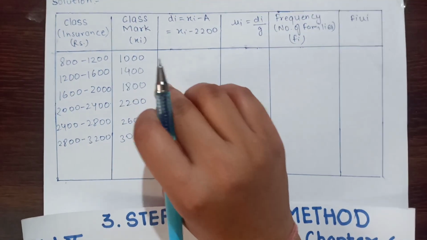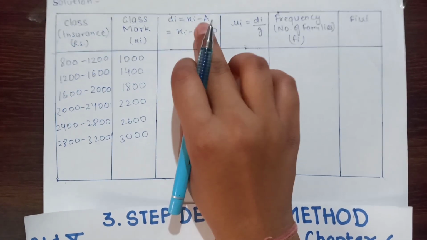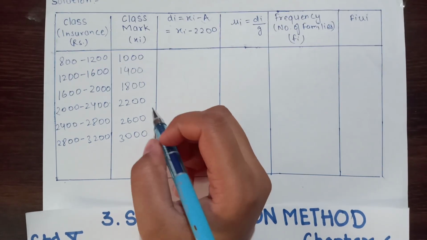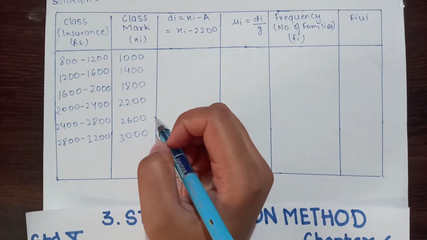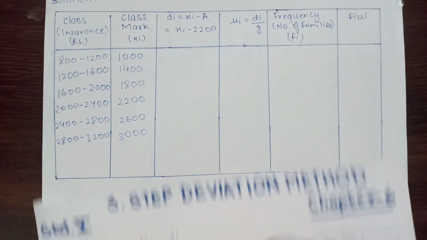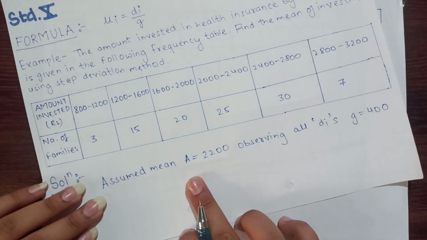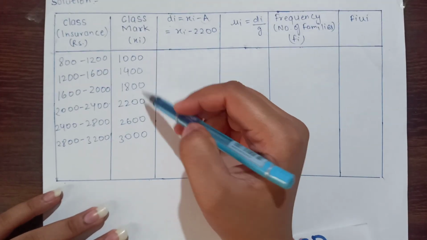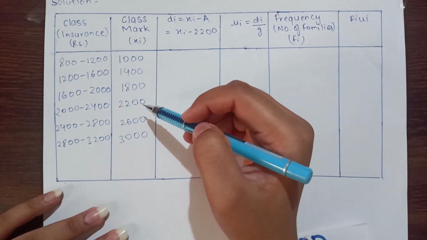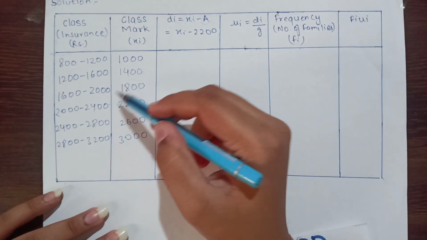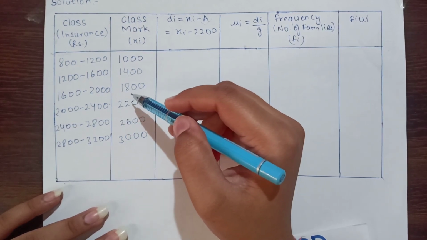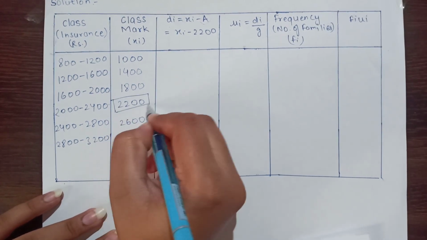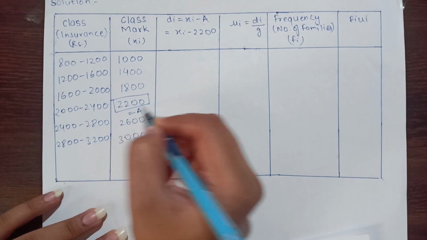So over here we need to find a also, because here we need a to solve this formula. So how can we find a? I told you that I will explain how 2200 came over here. A is equal to 2200, how did it come? So we need to take any number from this class mark, but it will be good if you take the middle number, the middle one. So it will be very good. So I am going to take 2200 as a value.